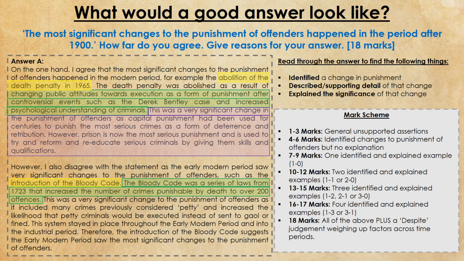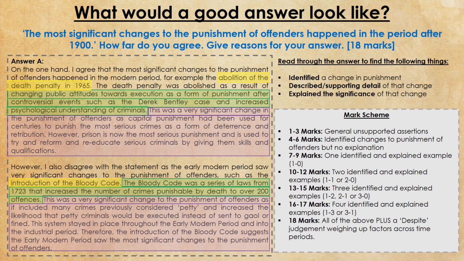So, this was a very significant change to the punishment of offenders as it included many crimes previously considered petty and increased the likelihood that petty criminals could be executed instead of sent to a jail or fined. This system stayed in place throughout early modern period and into the industrial period. Therefore, the introduction of the bloody code suggests the early modern period actually saw the most significant changes to the punishment of offenders. So here what they've done is they've explained why this change at this time actually means that that statement in the question perhaps you could disagree with. It's not that the modern period saw the most important changes, the early modern period also saw very important changes.